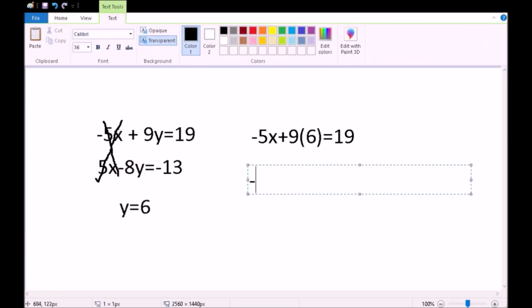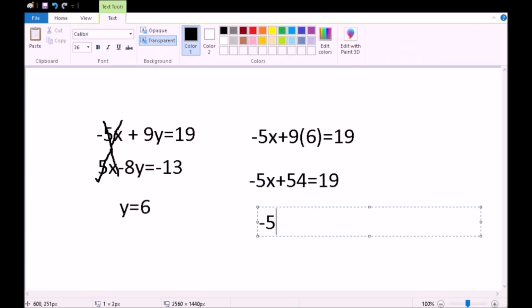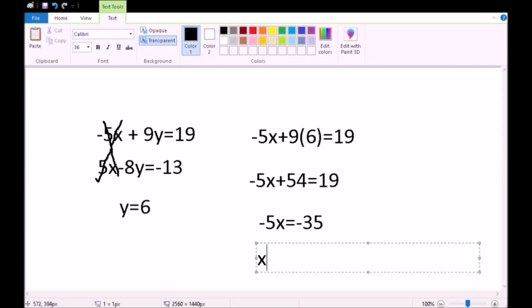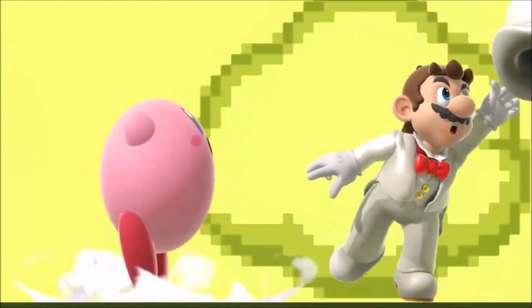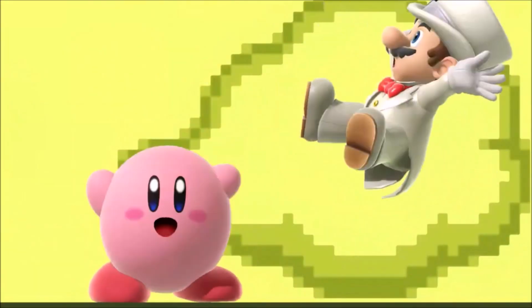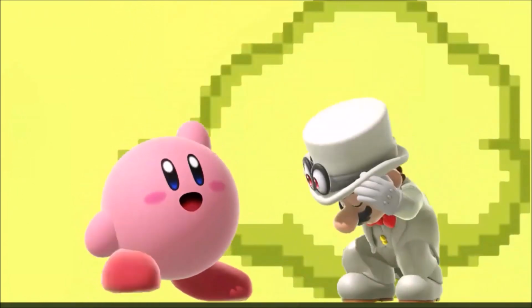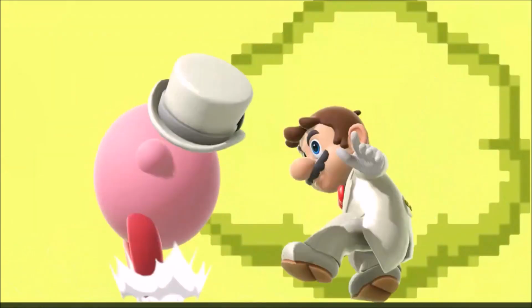Once I do that, you multiply 9 times 6 and get 54. Subtract this from 19 to end up with negative 5x equal to negative 35. Once that is done, divide it. The final answer should be x equals 7. This means the solution is 7, 6. Thank you, Kirby. Now that I have my power-ups back, I can finally defeat Bowser. You are welcome. Good luck on your journey.